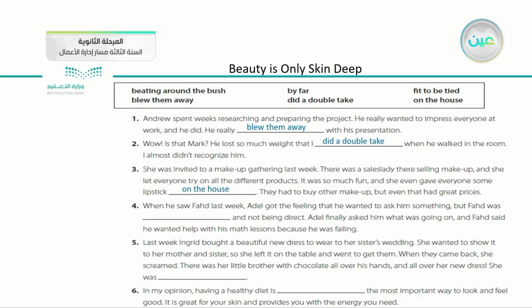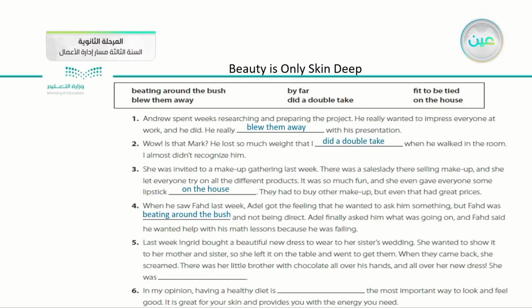Number 4, when he saw Fahad last week, Adil got the feeling that he wanted to ask him something, but Fahad was not being direct. Adil finally asked him what was going on, and Fahad said he wanted help with his math lessons because he was failing. Okay, now use the way of finding the keywords. Adil got the feeling that he wanted to ask him something, so something is not clear going on with Fahad. So the answer here is beating around the bush.